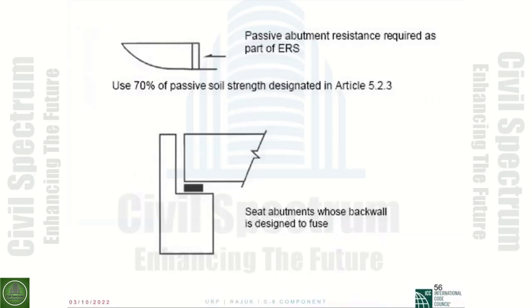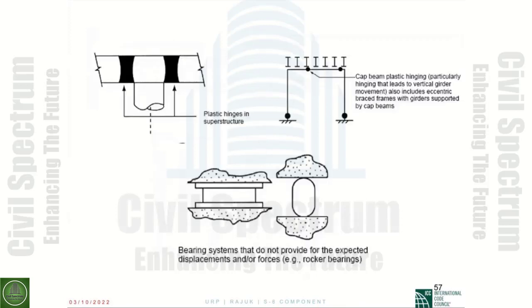You could use the abutment to take some of the force, as I told you before. And this one here shows the back wall at this location. We like to fuse it so that it will fail during the seismic event, to protect the piles underneath, so we can reuse the abutment and its piles after the earthquake.